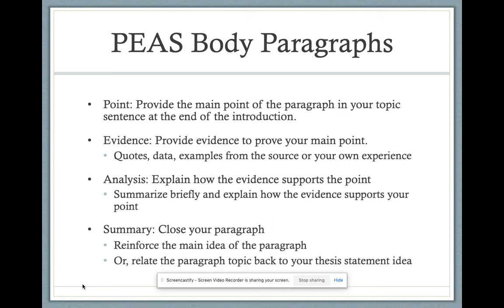because in analysis, that's when we're explaining how the evidence supports our point of the paragraph. You want to summarize it briefly and then explain how the evidence supports your point. And that can be a little bit more difficult when you're dealing with source material. I find sometimes people get a little nervous or a little rushed, and what can happen is they'll drop evidence or a quote into a paragraph, and then their analysis part is too brief.